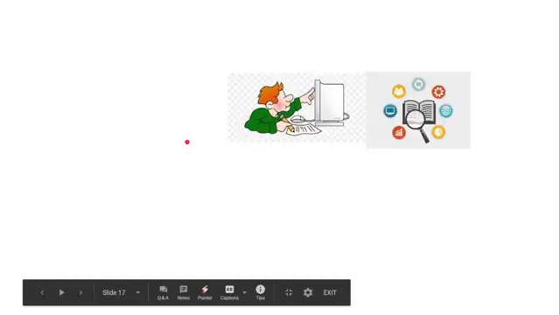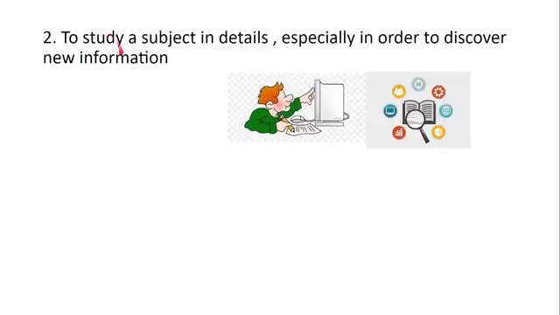Number 2, to study a subject in detail, especially in order to discover new information. So here, to study is an action, or to do something. Can you guess the word? Super, it's research. So research is to study a subject in detail, especially in order to discover new information.